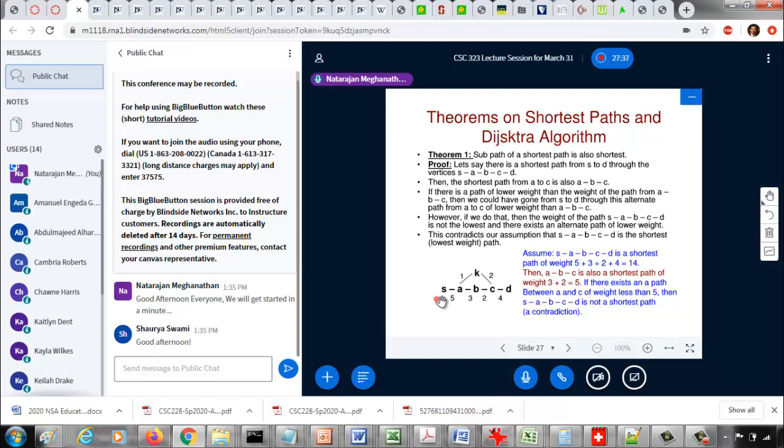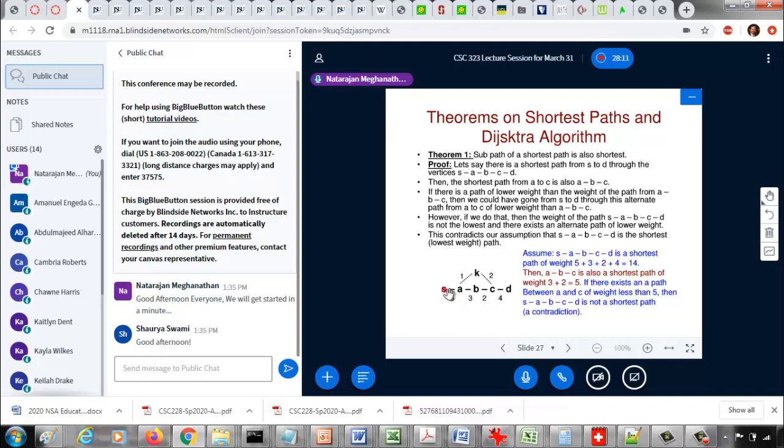Now how do we prove this? We can prove by contradiction. Let us pick this pair A and C. Given that SABCD is the shortest path, let us say ABC, which is a subpath, is not the shortest path. That means there exists some other path from A to C. The numbers are just for example for me to explain; you can do all these things without giving any specific numbers.